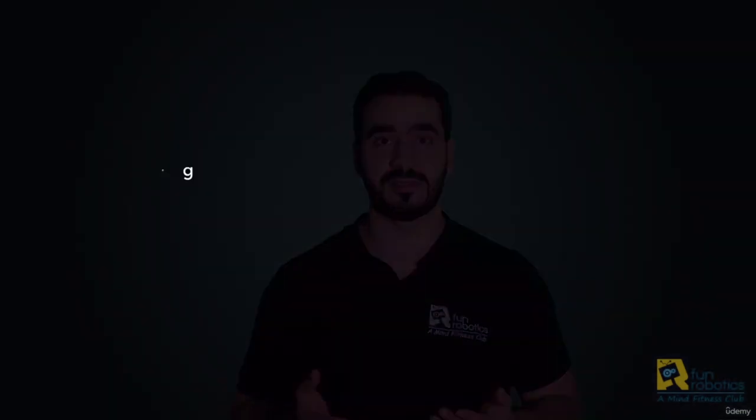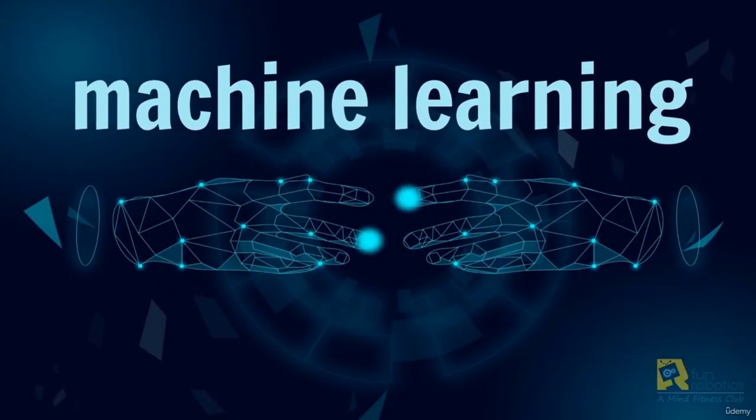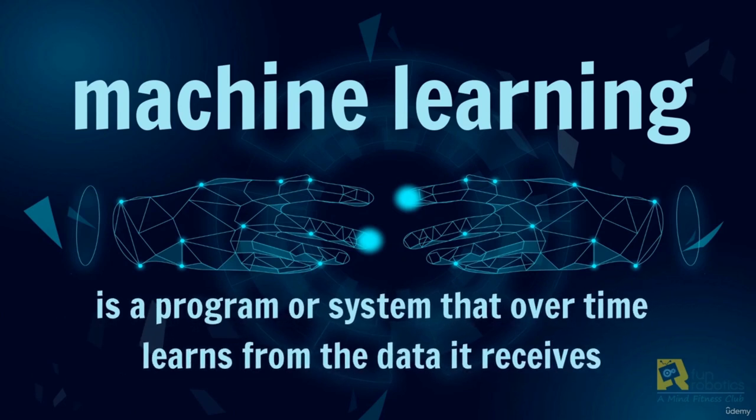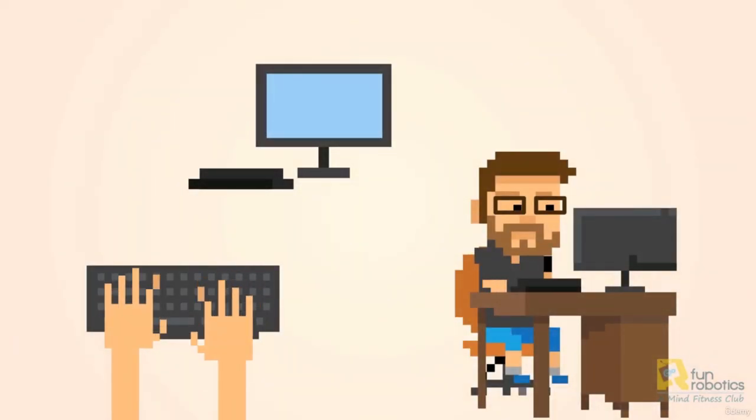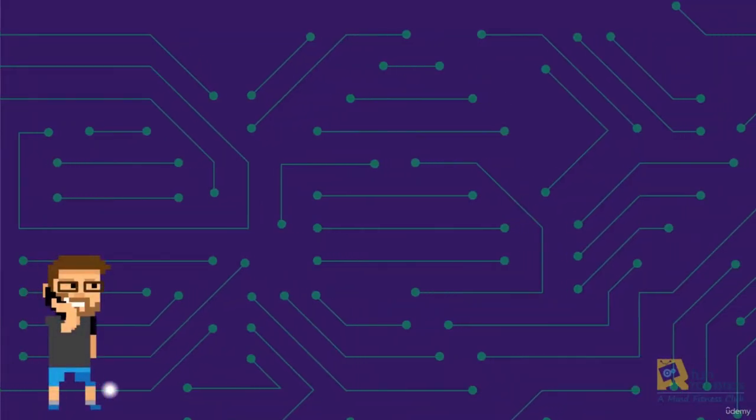In this class, we are going to learn what is string data type and get introduced to its different functions and operators. But before that, we will try a fast and easy way to create machine learning models. As we discussed before, machine learning is a program or system that over time learns from the data it receives. It allows us to create smart programs that can make their own decisions based on what they learned.